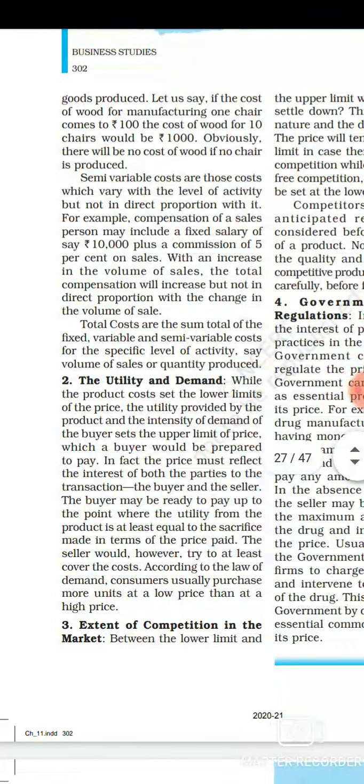Now for example we can understand a semi variable cost like this: if we are paying a fixed salary of 10,000 rupees to a marketer, right? And suppose we are giving him a commission of 5% more, so this 10,000 is fixed but the 5% depends on how much selling has been done by him. So this will be called as semi variable cost.